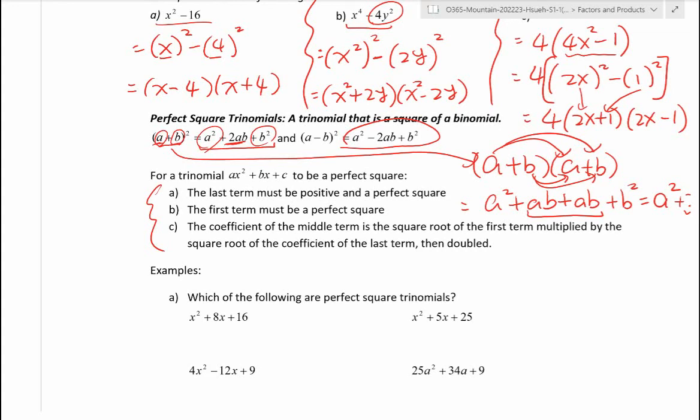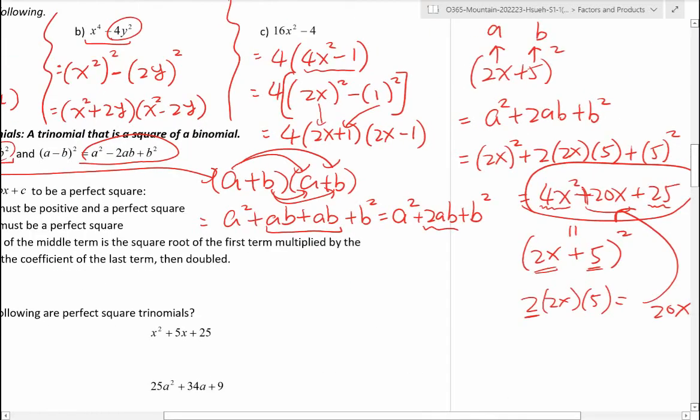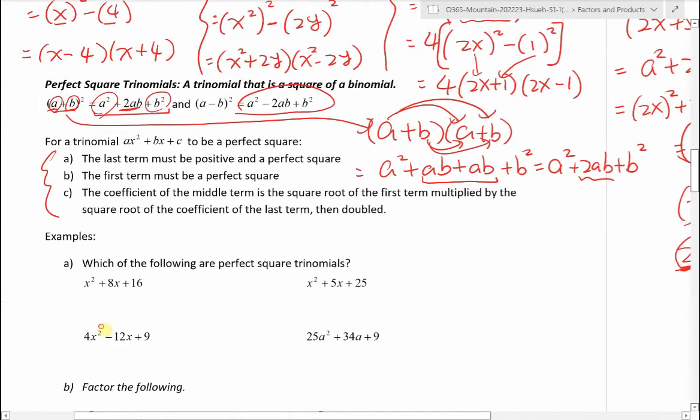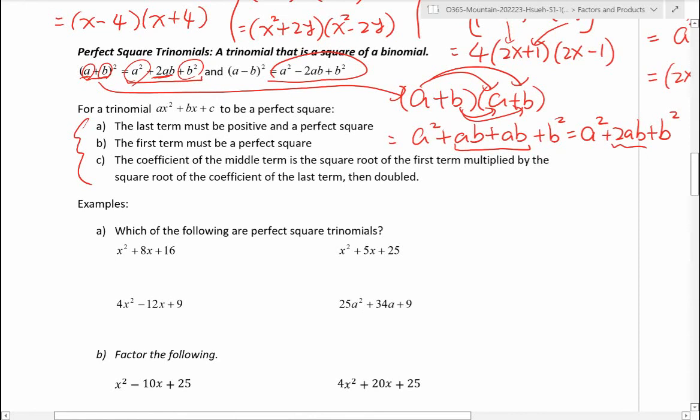And then it says in part C, the coefficient of the middle term is the square root of the first term multiplied by the square root of the coefficient of the last term and then doubled. That's exactly what we're saying here. You must multiply the 2 with the square root of the first term, which is 2x right there, and then the square root of the last term, which is 5, and the product must equal the middle term. In that case, it is a perfect square trinomial.